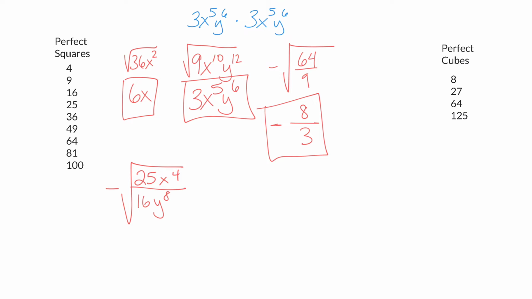All right, it should be a negative out in front, and then the square root of 25 is a 5, and the x to the 4th is going to come from an x squared times an x squared. In my denominator, I do the square root of 16 and get a 4, and the y to the 8th is coming from a y to the 4th times another y to the 4th. There's my solution.